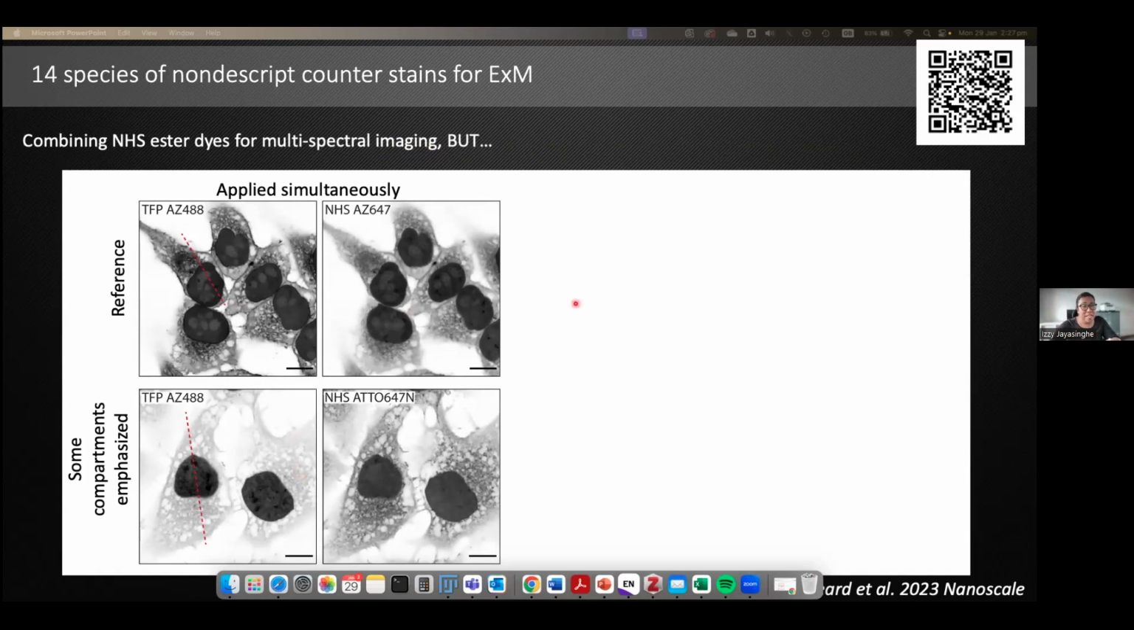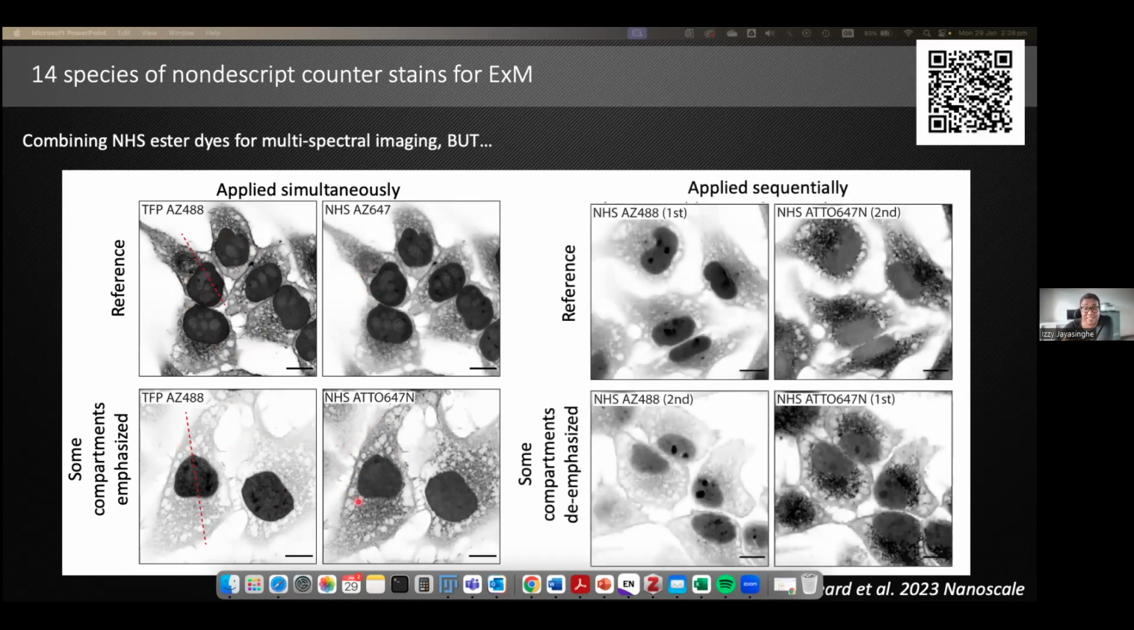And here's an example where we compare AZ488, which is a slightly evolved version of an Alexa 488, with 2 very similar dyes, but they're different partners. When you apply it simultaneously with AZ647, it gives you a very strong ER-like stain, but that ER-like staining is de-emphasized if you pair it with ATTO647N applied at the same time. And for some other dyes, or in other contexts, dyes applied in sequence can also impact it.